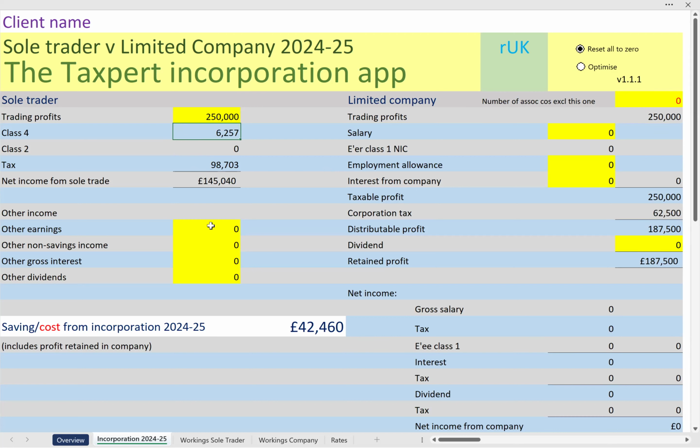£145,040. It is possible to input other earnings, other non-savings income, particularly property income, gross interest, and other dividends that the taxpayer might enjoy. But for the time being, I won't put any of that in. If I now look at the right-hand side, which deals with the limited company option, the trading profits have already been picked up from the left, and no salary or interest or dividends have been entered. I could enter those manually.